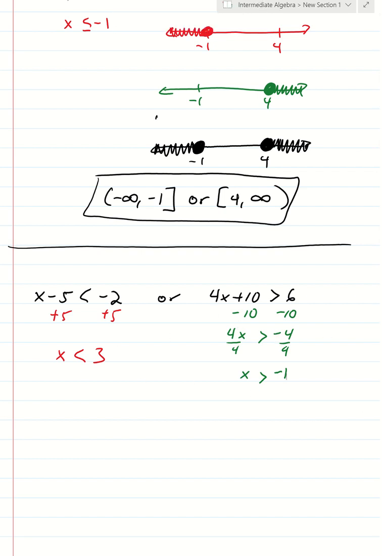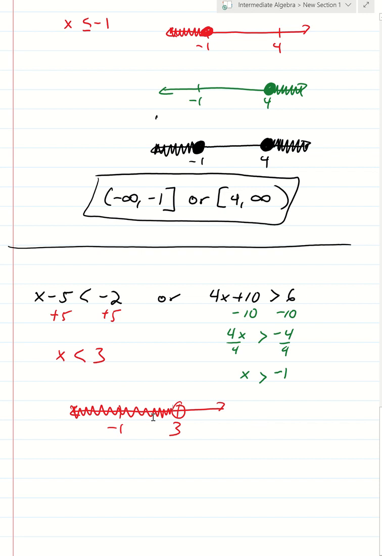I'm now going to graph them independently. So I start with the red. I'm going to put on both critical numbers, -1 and 3. Now let's start here with the red. 3 is not part of our solution. Open circle. x has to be less than 3. We shade to the left.